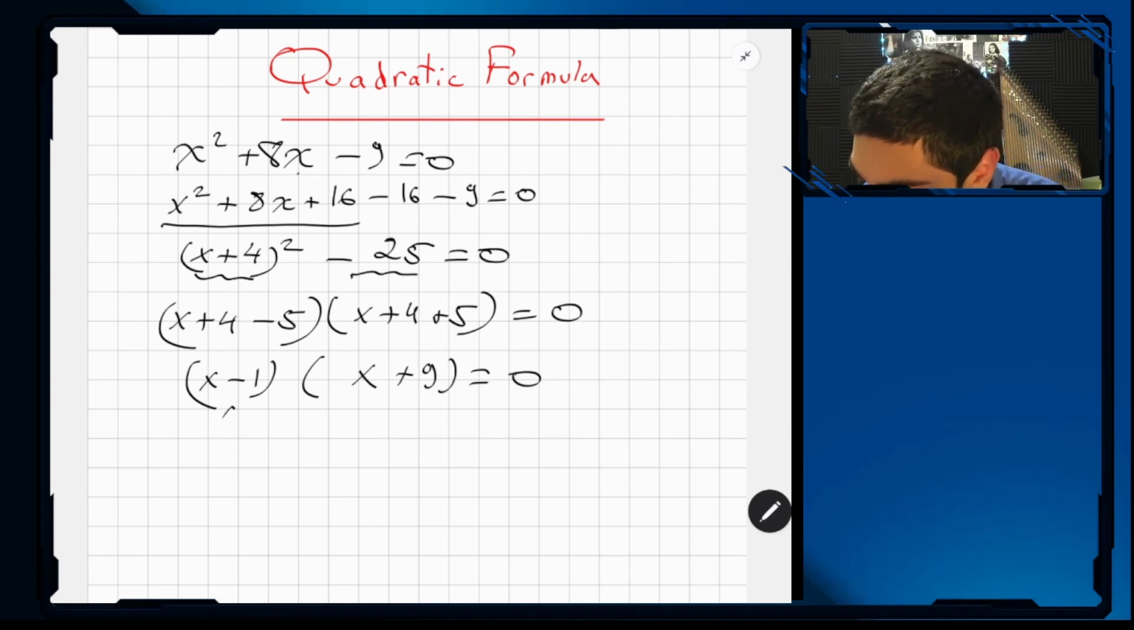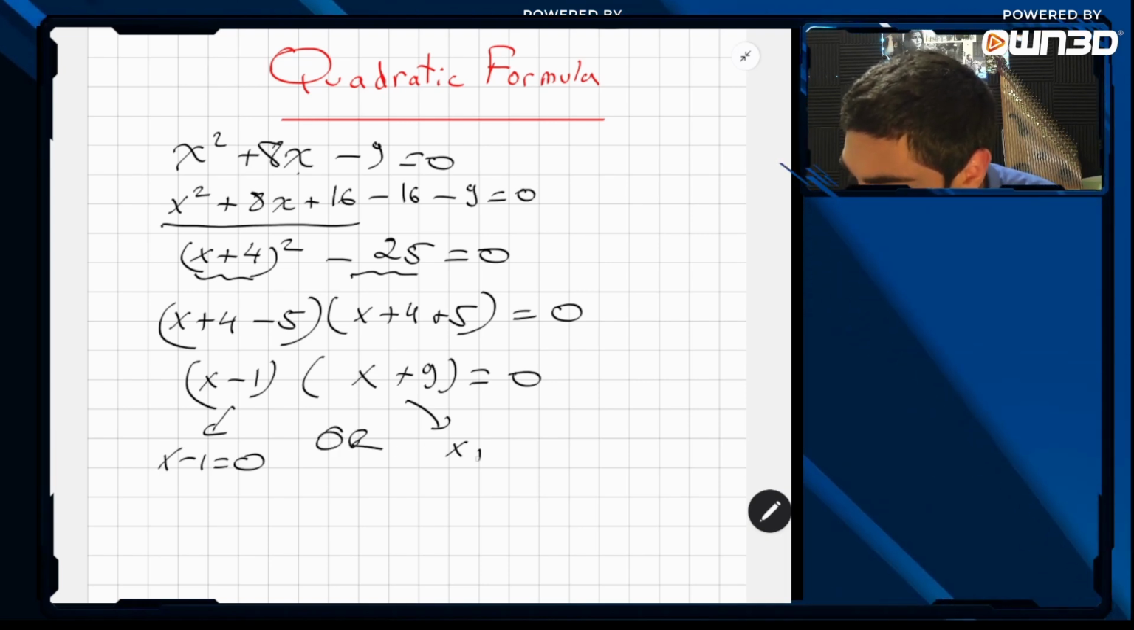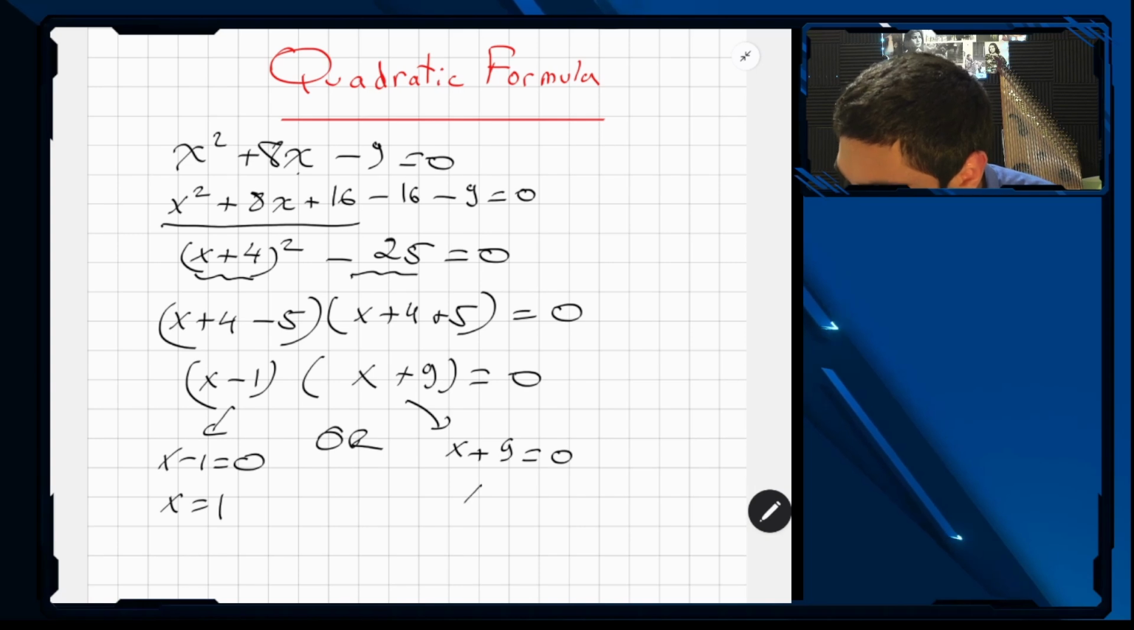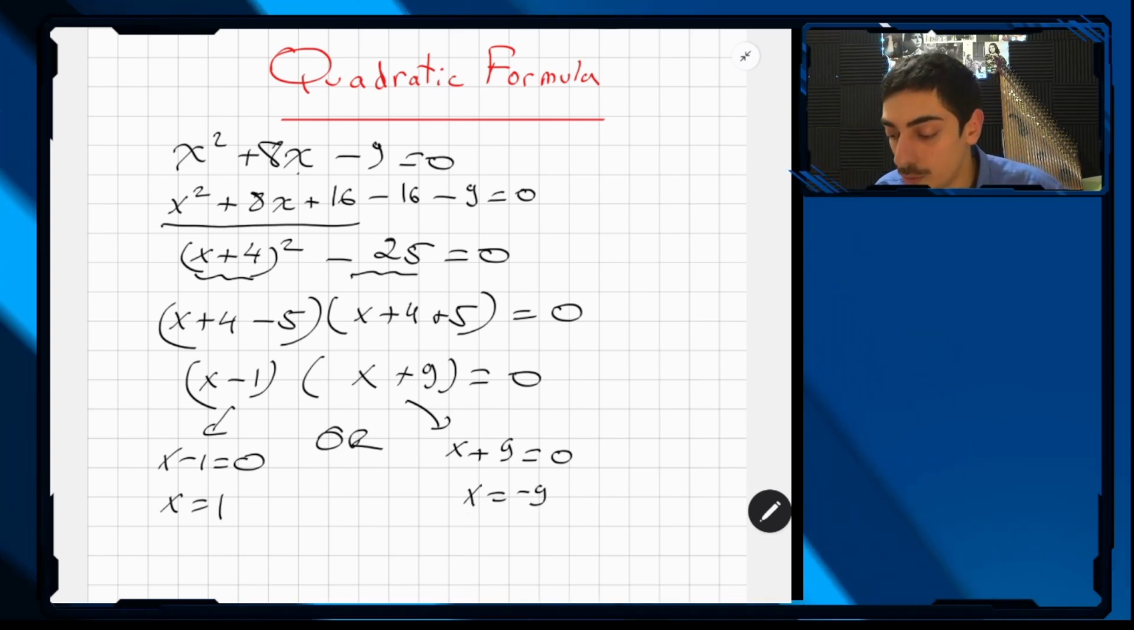So this is equal to 0 here, and this here, or this, equals 0. These are the two solutions.